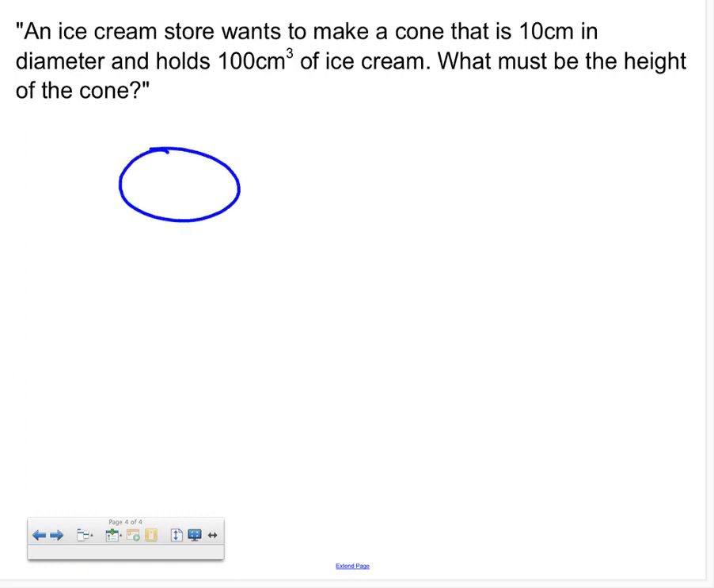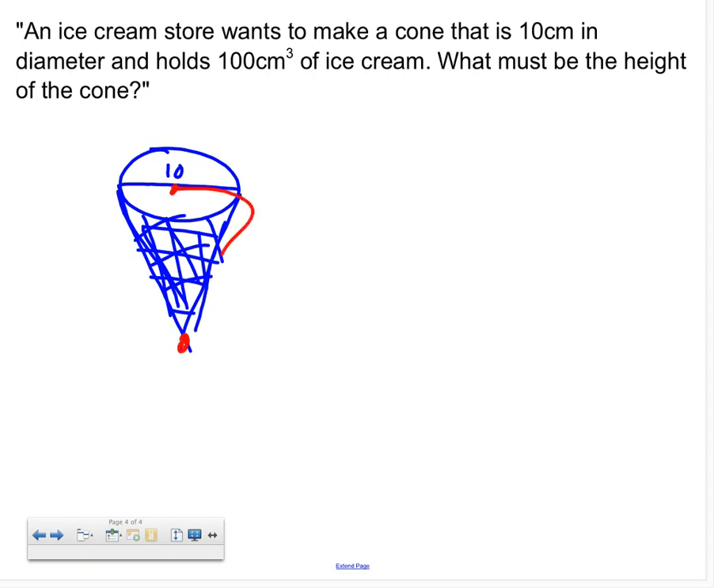Here's my diameter. We'll say that's 10. We draw my cone. Again, I'm not the best artist, so you don't have to be either. I'll just try and draw a little bit of fancy stuff here. So there's the ice cream cone, if you can imagine that as an ice cream cone. And then we have 10 centimeter diameter. We don't know what the height is. So from the tip of the cone to the top of the circle, I don't know what that height is. I'm just going to label that as h. But I do know that my volume needs to hold 100 cubic centimeters. My volume has to be 100.